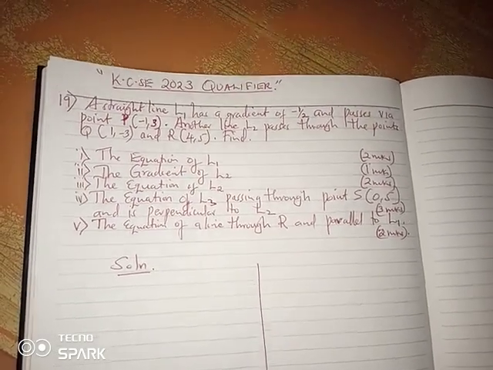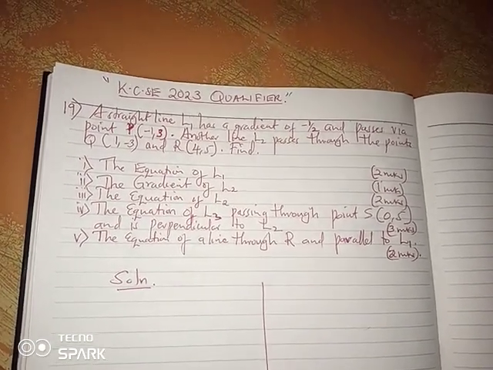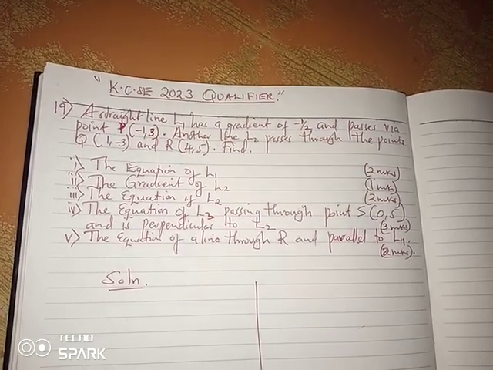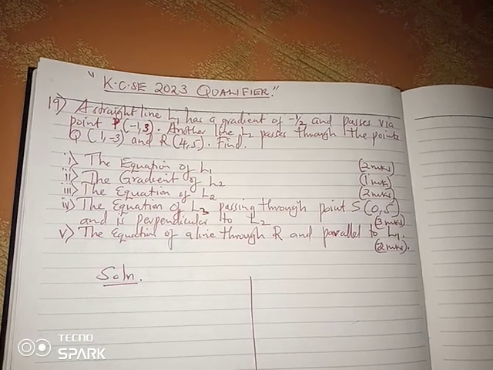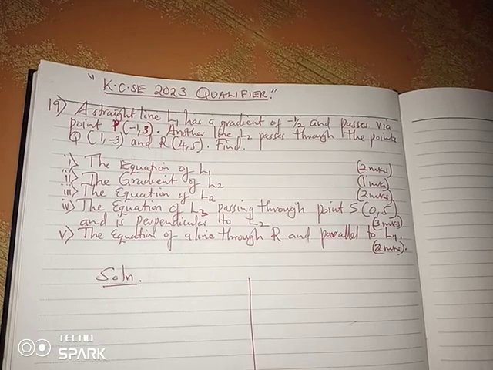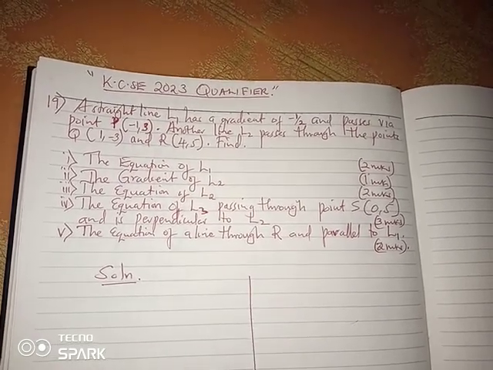Our question reads: a straight line L1 has a gradient of negative a half and passes through point P(-1, 3). Another line L2 passes through the points Q(1, -3) and R(4, 5).